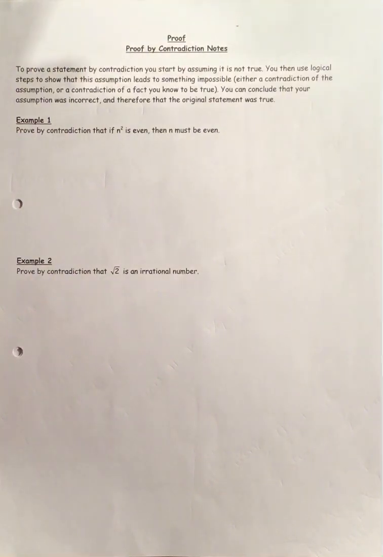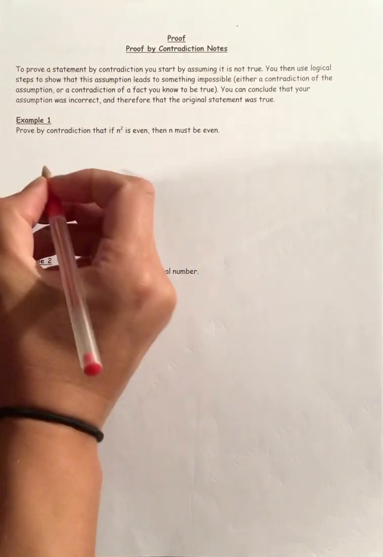Today we're going to look at a new method of proof called proof by contradiction. To prove something by contradiction, we assume that the opposite of it is true, and then we disprove that statement, meaning that the original statement must be true. Let's look at an example. The first example is to prove that n squared is even implies that n must be even. So we're going to assume the opposite.